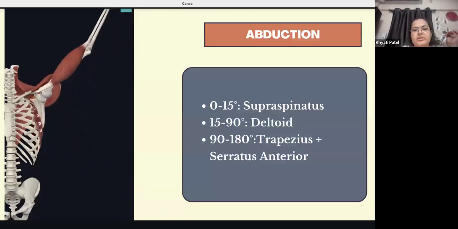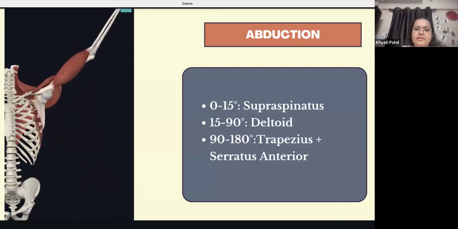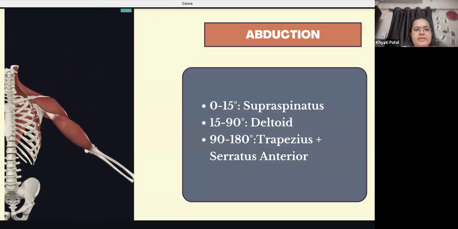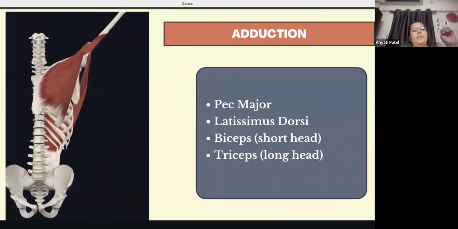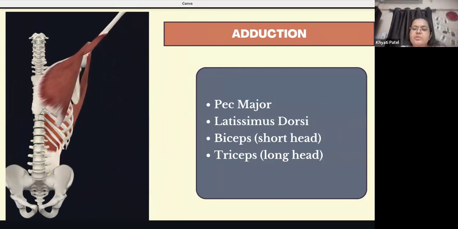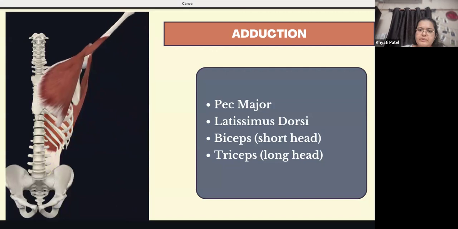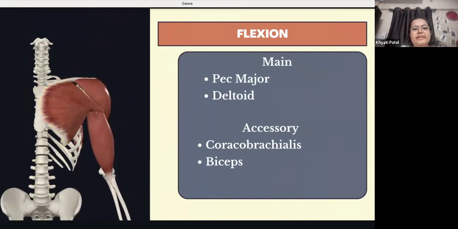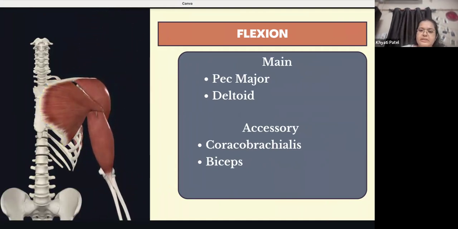So first, abduction. First 15 degrees of abduction is by supraspinatus, then 15 to 90 degrees is by deltoid, and 90 to 180 is by trapezius and serratus anterior. Here I'm only talking about the main muscles and not the accessory ones. For shoulder adduction, muscles responsible are pectoralis major, latissimus dorsi, short head biceps, and long head of triceps. For flexion, main muscles are pectoralis major and deltoid. And it is helped by coracobrachialis and biceps as accessory.